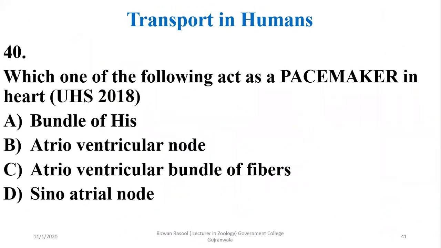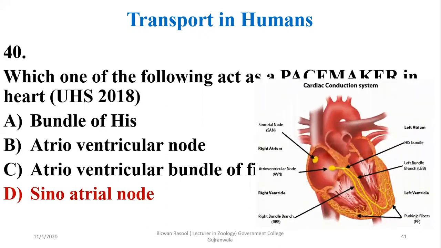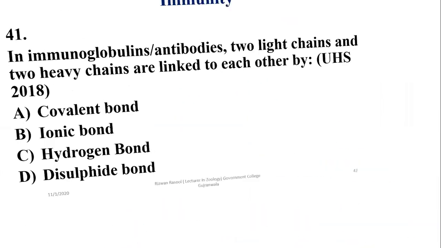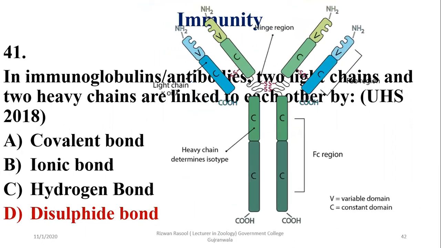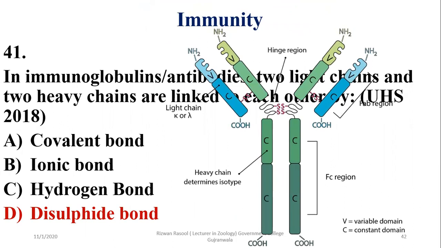Which one of the following acts as pacemaker in the heart? It is sinoatrial node, which is a modified form of sinus venosus in animals as well as in humans. In immunoglobulin antibodies, two light chains and two heavy chains are linked to each other by disulfide bridge or disulfide bond. So right option is delta.